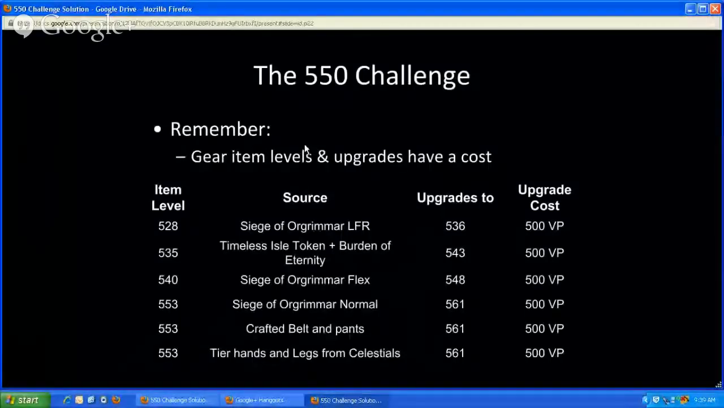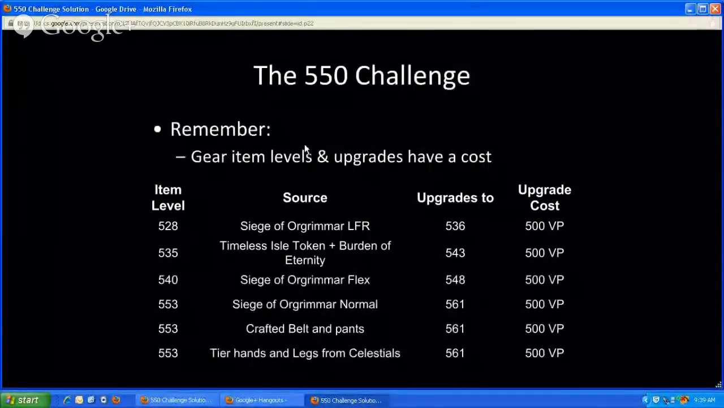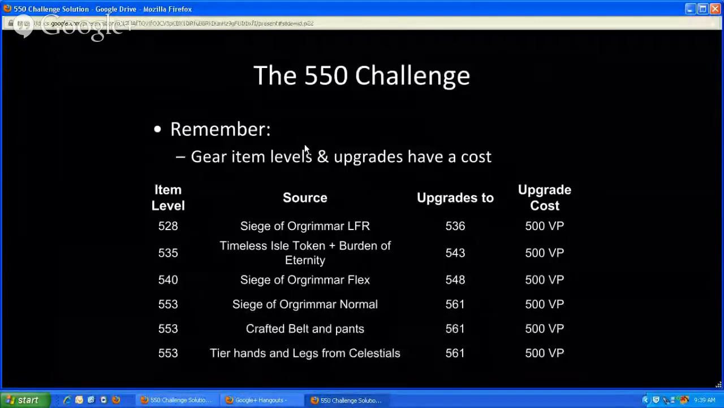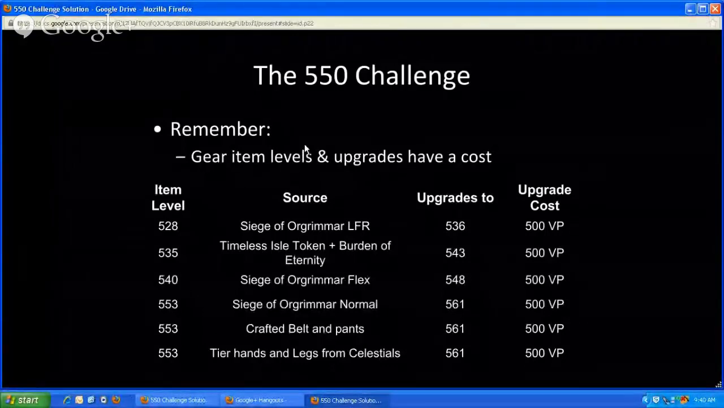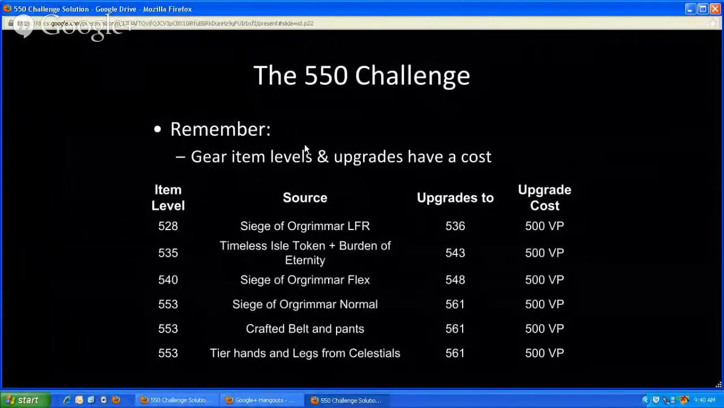So if you've been running in our guild Flex runs, or Flex Fun runs, I guess, is how we sort of adopted calling them, you have a chance to get the 540 gear. You also can get 553 gear from the Siege of Orgrimmar Normal. You can also get 553 gear from crafted belts and pants. And you can also get 553 pieces, the tier pieces, for hands and legs from doing the Celestials each week.